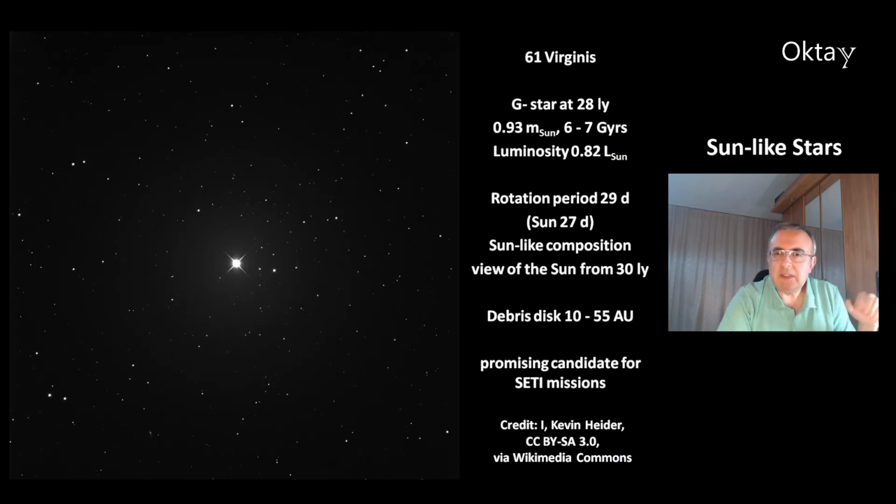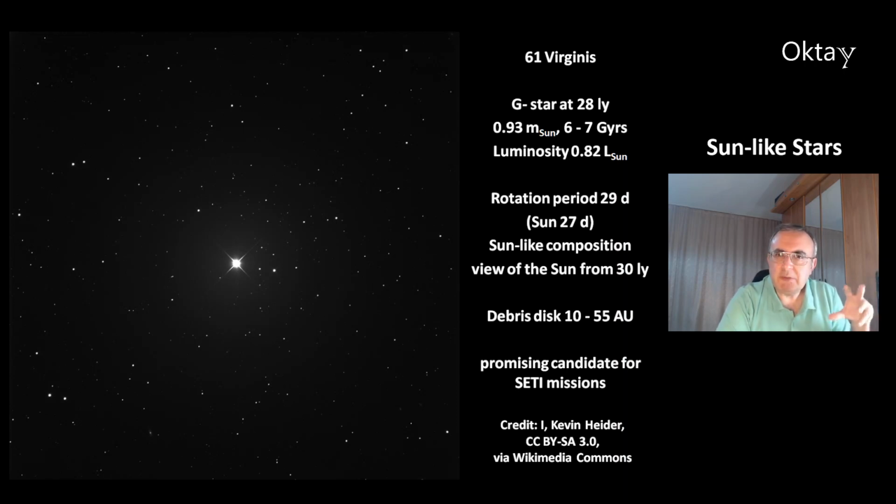This is another example, 61 Virginis. This is another G star at 28 light-years distance. It has 93% of the Sun's mass. It is also older than the Sun with 6 to 7 billion years. Its luminosity is just 82% of the Sun. The rotation period is 29 days, while the Sun's rotation period is only 27 days.